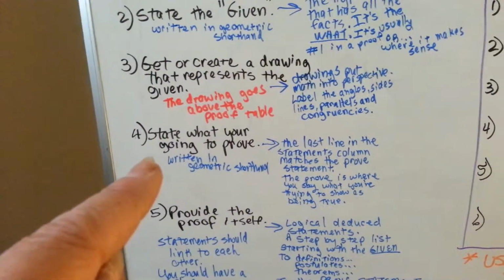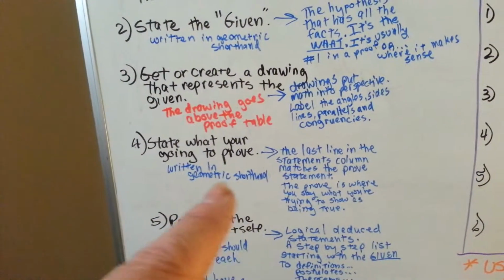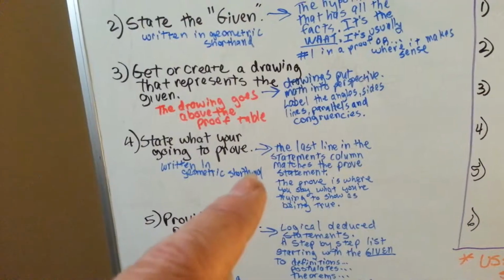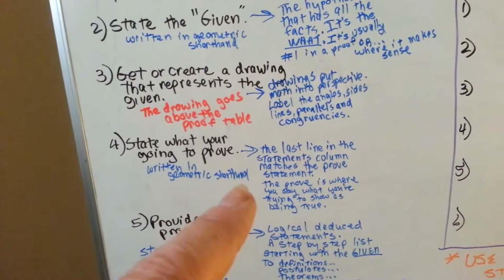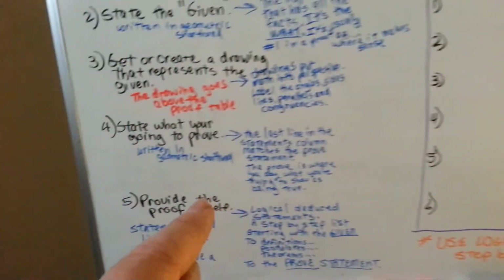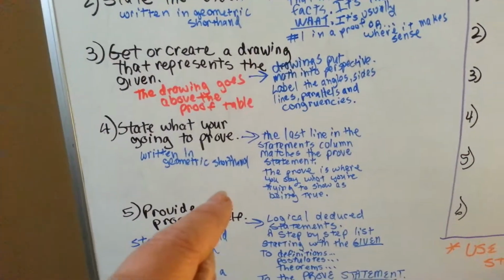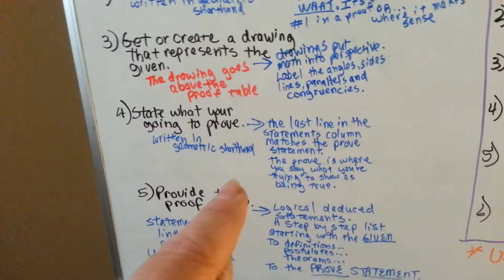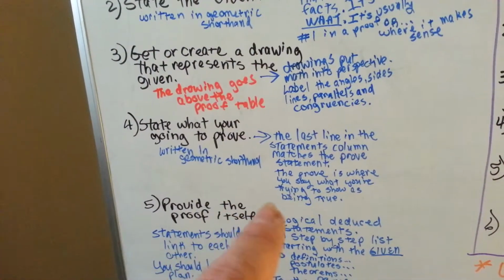Then you state what you're going to prove, which is written, again, in geometric shorthand. The last line in the statements column matches the proof statement down here, what you wanted to prove. The proof is where you say what you're trying to show as being true.